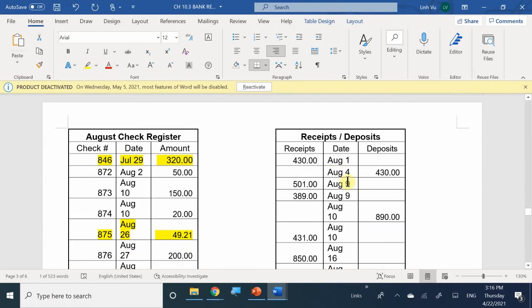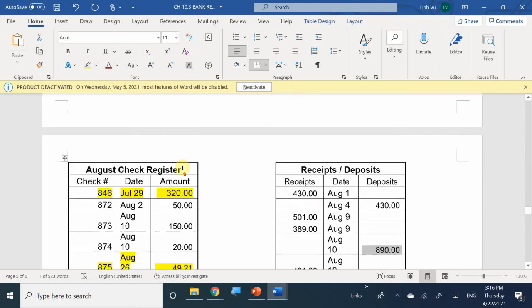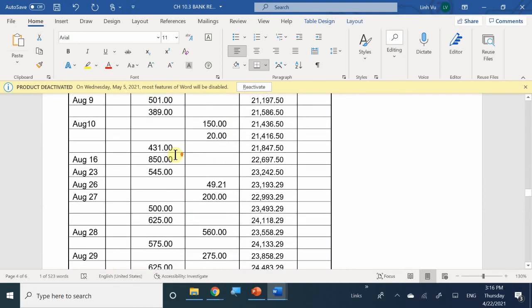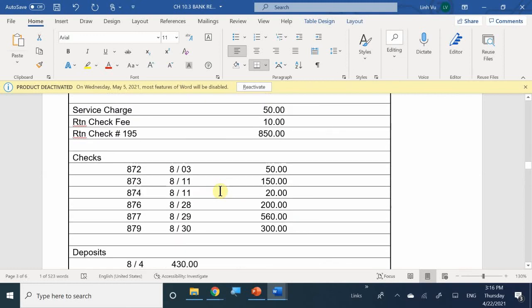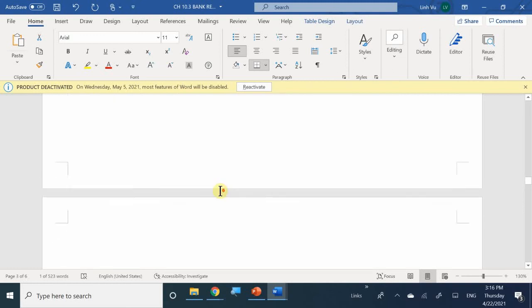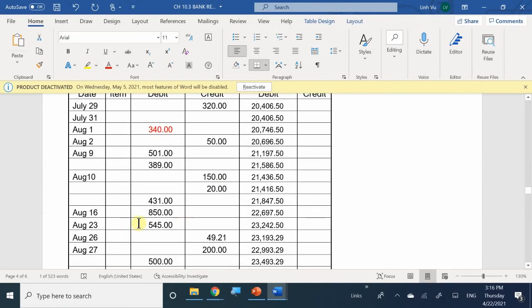We recognize that we had $501 plus the $389, so we deposited a straight $890. Is that correct? Yes. All right, so that's a done deal right there. Let's see what happened next. We wrote a check out for $150 and then a check out for $20. Did those clear? Yes. So we're good there.